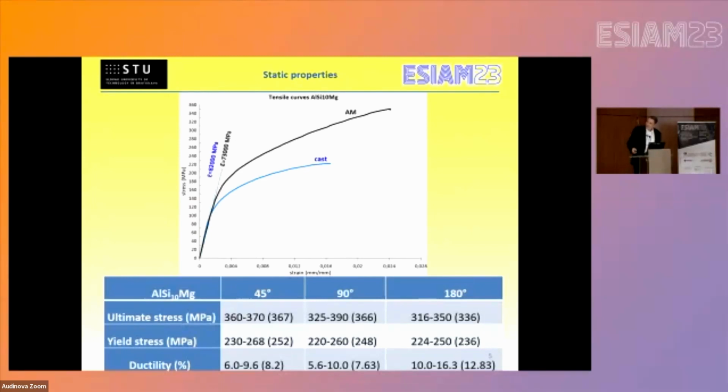Higher strength after the AM process and also higher ductility is possible to see from this diagram. Interesting is this comparison of orientation of the additive manufacturing process. Yield stress is not so significantly different between these orientations. Ultimate stress is also not so significantly different, but the ductility here is significantly different. I try to explain it in the next slide. This anisotropy in static loading is relatively not important for engineering calculation.